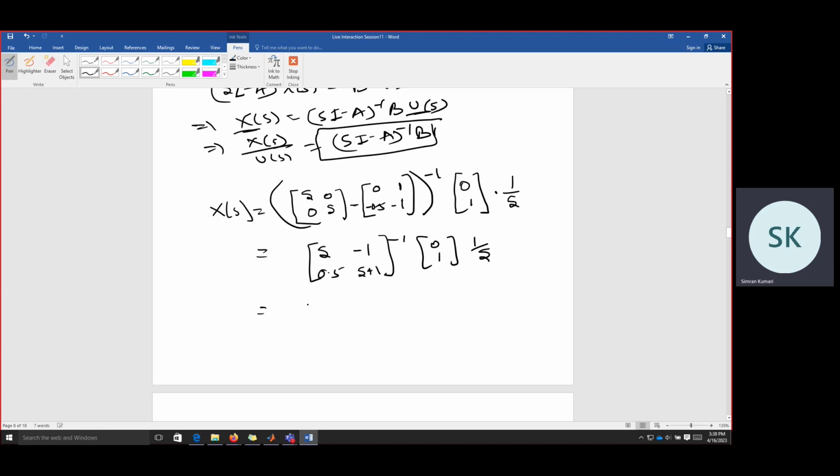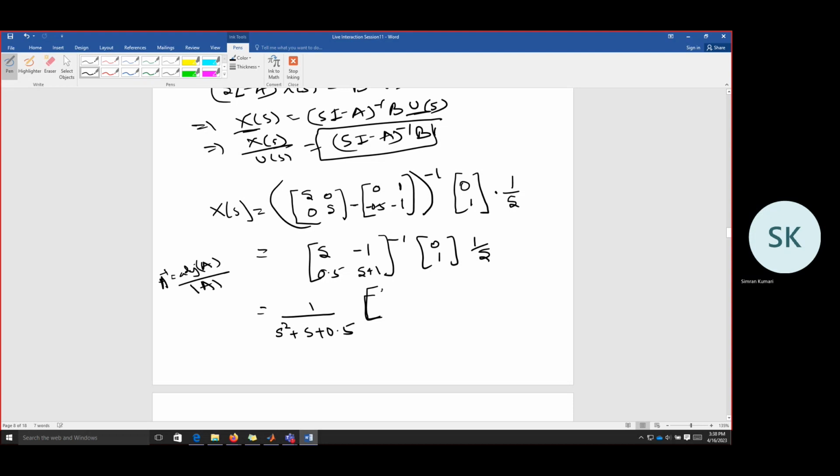So this would simply be, we can apply A inverse equal to adjoint of A by determinant of A. So determinant of A will be s square plus s plus 0.5. And what would be the adjoint matrix? So this is [s plus 1, 1; minus 0.5, s]. This is multiplied by this one, and again, this is multiplied by 1 by s.